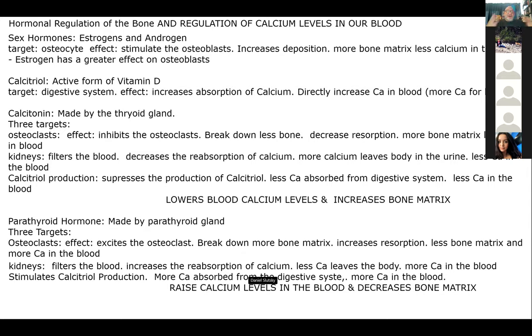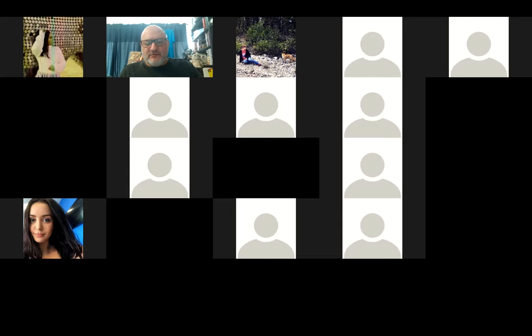All right, excellent. So the point being, as we look at this, we see the importance of these hormones. But notice, while they affect the bones, they're equally, if not more, important for regulating calcium levels. And we see that when we look at a pretty picture like this.